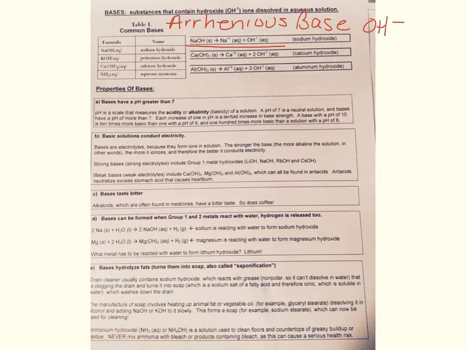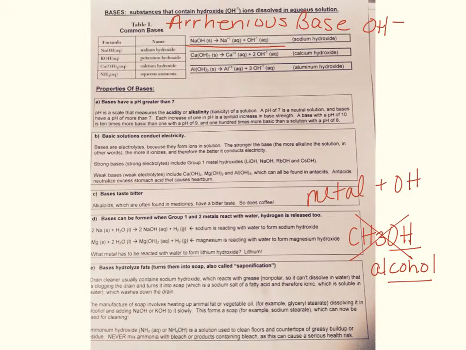And bases can be formed when group 1 or group 2 metals react with water. So here you see Na plus water and it forms NaOH. The best way to remember that you have a base is it is going to be a metal plus OH. Okay? If you see CH3OH, this is not a base. Don't be fooled by the OH. This is actually an alcohol. We didn't learn it yet, but we will. So you want to look for a metal and OH, and then you know you have a base.